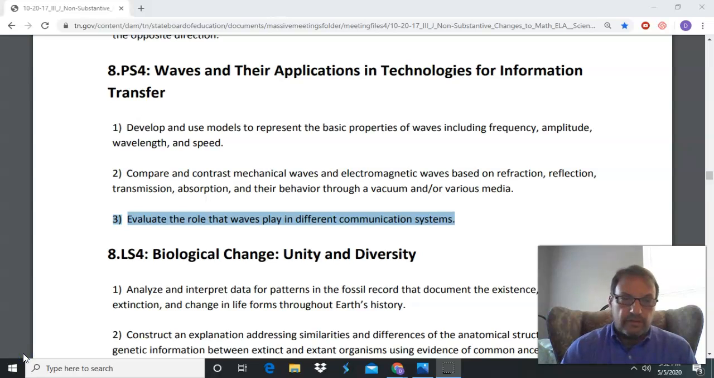So just as a quick recap, let's think about this particular standard: to evaluate the role that waves play in different communication systems. We've talked about several of those, and I know this was a review for you, so hopefully it helps you to some degree. Remember radio, television, cell phones, satellite phones, satellite TV, and GPS. Those are some ways that the electromagnetic waves can help us communicate with one another, which is very, very important during this time.